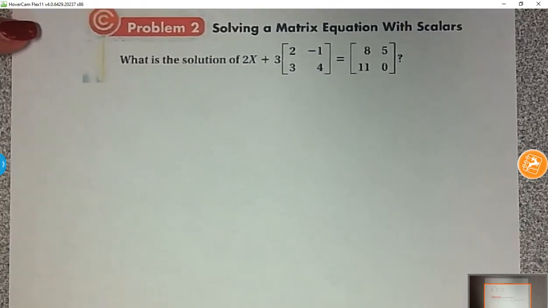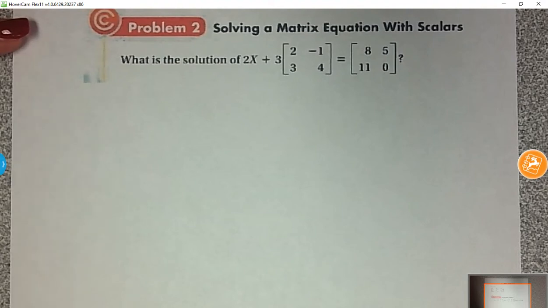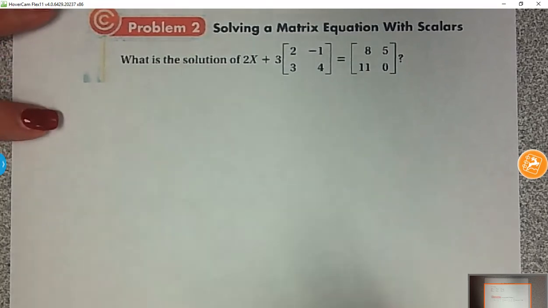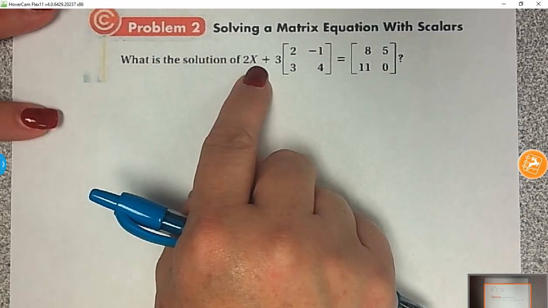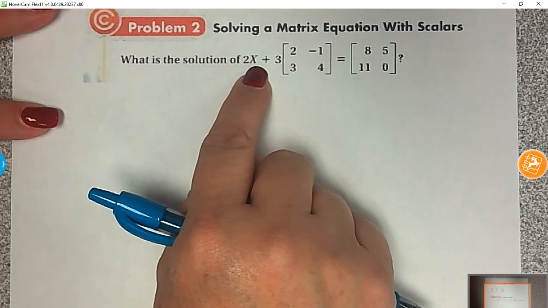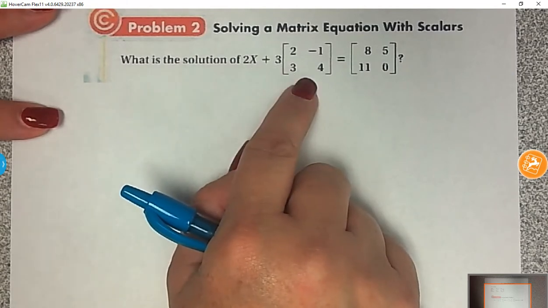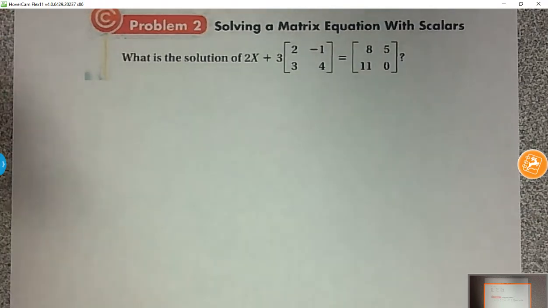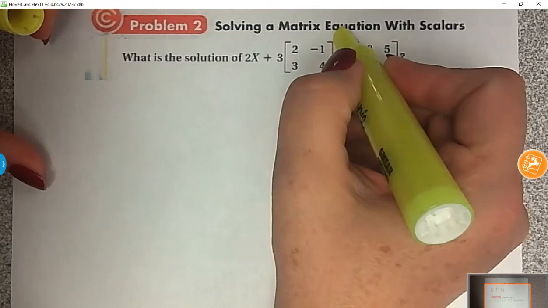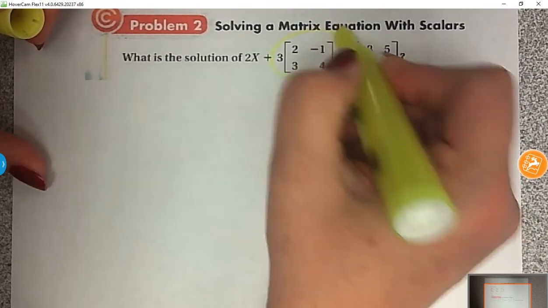So now we're going to have a matrix equation that has some scalar multiplication included with it. So this is 2 times some matrix, I don't know what it is, that's what I'm solving for, plus 3 times this matrix equals this one. And I want to start with this part right here.